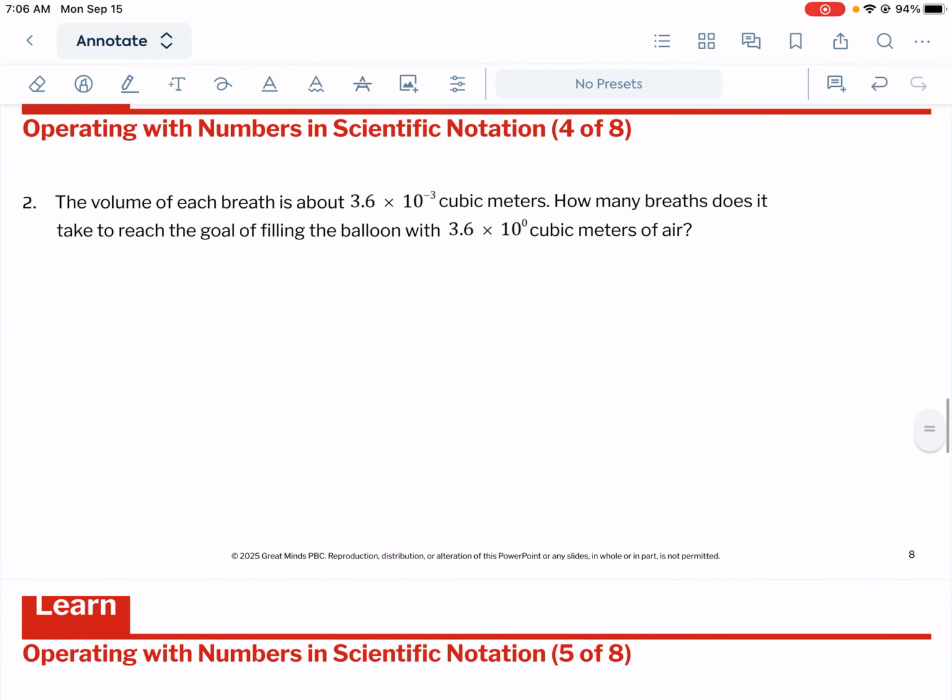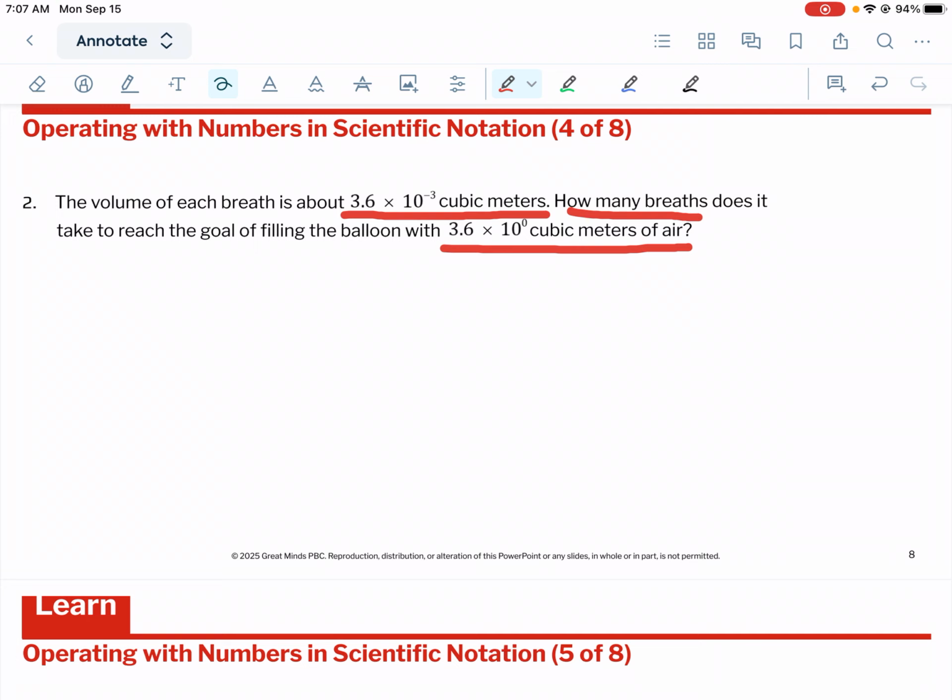Number 2, the volume of each breath is about 3.6 times 10 to the negative third cubic meters. Underline that. How many breaths, underline that, does it take to reach the goal of filling the balloon with 3.6 times 10 to the 0 cubic meters of air? Underline this number, that 3.6 cubic meters of air. That is hypothetically assuming it's already blown up with air.